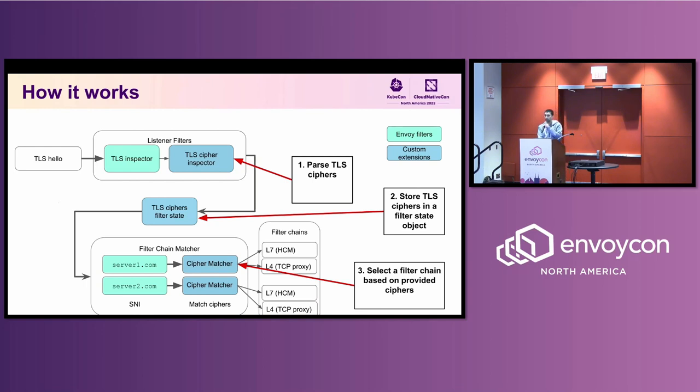And then finally, we step into the filter chain matcher, and I'll go into a little bit more detail on this in the next slide, but essentially it's doing two things. First, it's performing SNI matching to select the particular client certificate. And then finally, we perform the matching on the client ciphers that are provided, and we make a decision here. We look at the client ciphers that have been provided by the clients, and we look at the ciphers that have been configured on this particular service, and we make a decision. Do we go to the L7 filter chain with the HTTP connection manager and the HTTP filters and everything, or do we just proxy it over, or do we do the handshake failure?